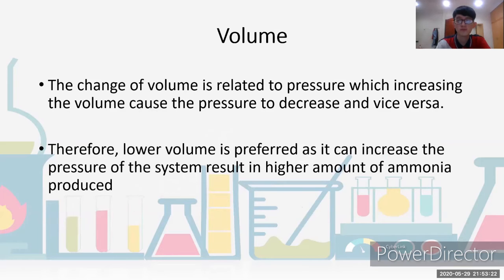As for the volume factor, the change of volume is related to pressure, where increasing the volume causes the pressure to decrease and vice versa. Hence, lower volume is preferred as it can increase the pressure of the system, resulting in a higher amount of ammonia produced.